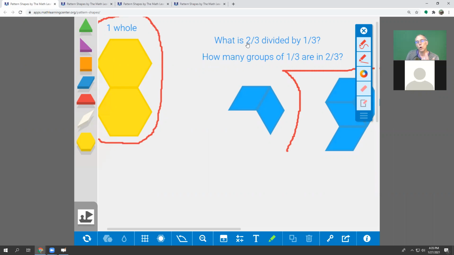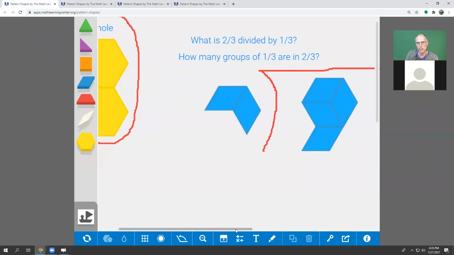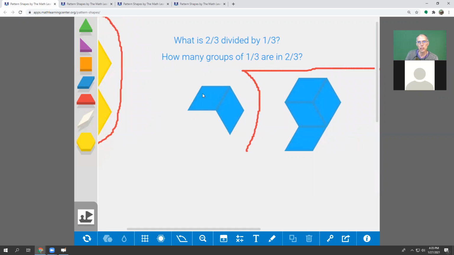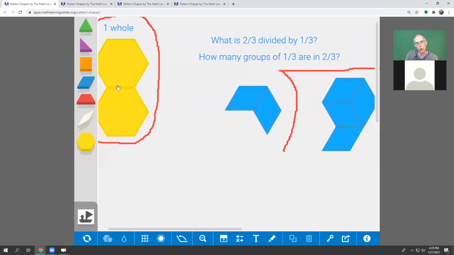So what is 2/3 divided by 1/3? In other words, how many groups of 1/3 are in 2/3? So in order to do this, I need to show what 1/3 looks like. So this is my 1/3 of a whole. And then I need to show what 2/3 looks like. And so here's my 2/3 of a whole. And again, this is centered on that a whole, are these two hexagons right here.